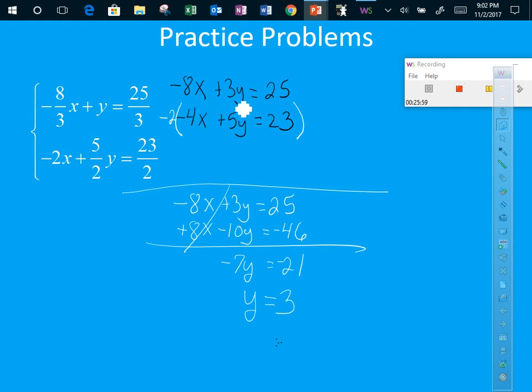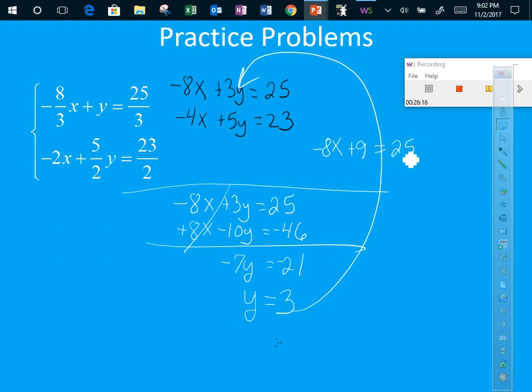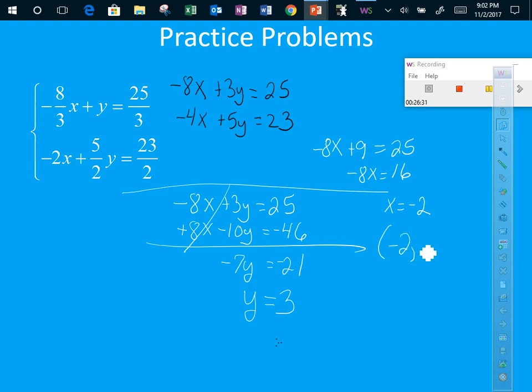So I'm going to come back up to my ones in black. I'm going to plug y equal 3 right there. If I do that, I have negative 8x plus 9 equal 25. Subtract 9 from both sides, and I got 16. X must be negative 2. So my solution, x was negative 2, y was 3.